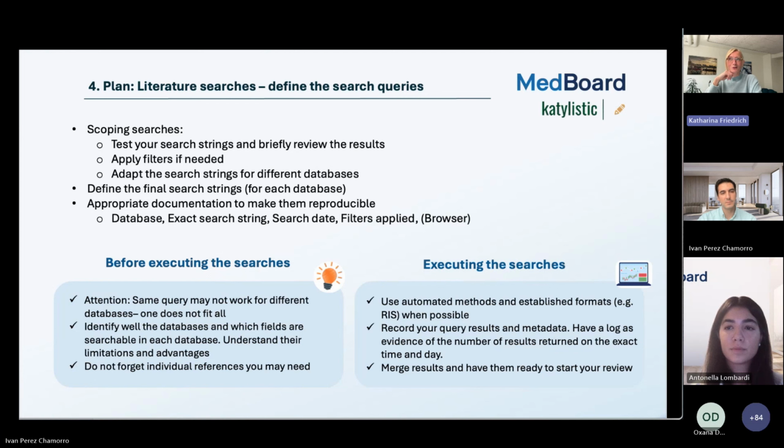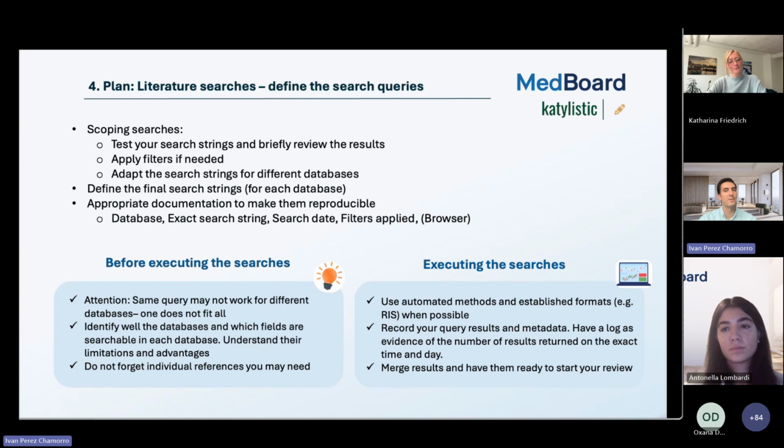I don't want to screen 2,000 results for a very simple literature search. Then I might have to add further search terms to narrow my search, or I can also use filters to focus on a specific publication type, to define the search period, and so on. And for this, I usually do the scoping search to make sure that I don't miss any relevant information.